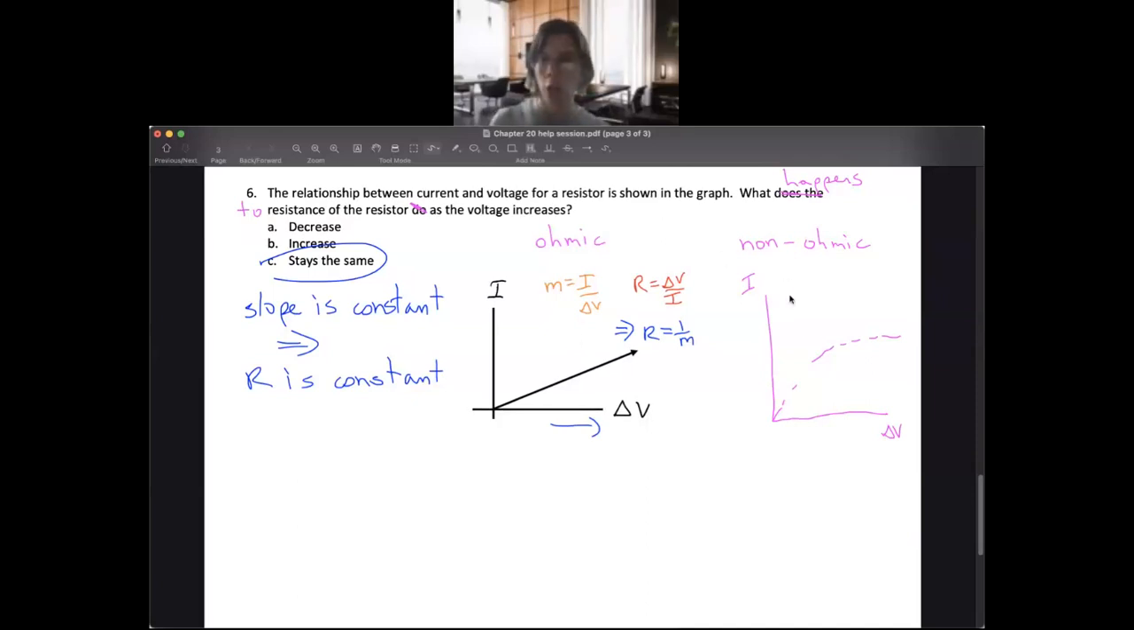Now, when we have a non-ohmic device, so now let me ask the same question that I just asked. Let's pretend that the graph looked like this on the right. Now tell me what's going to happen to the resistance as the voltage increases. Go ahead and vote again.